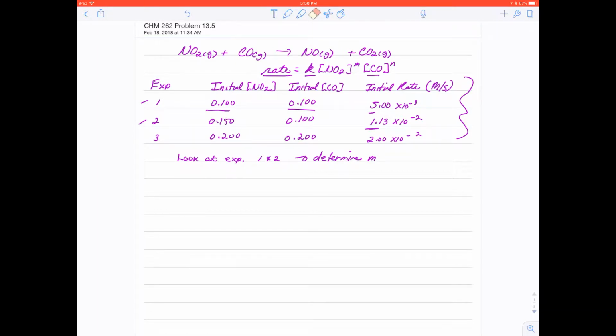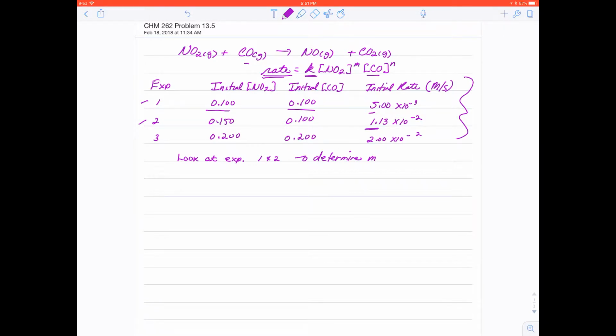This is an initial rate problem, and we're asked to write the rate law. So we're going to write that rate law in this form right here. The rate is going to be equal to k times the concentration of nitrogen dioxide to some power, which is m, multiplied by the concentration of carbon monoxide to the n power.